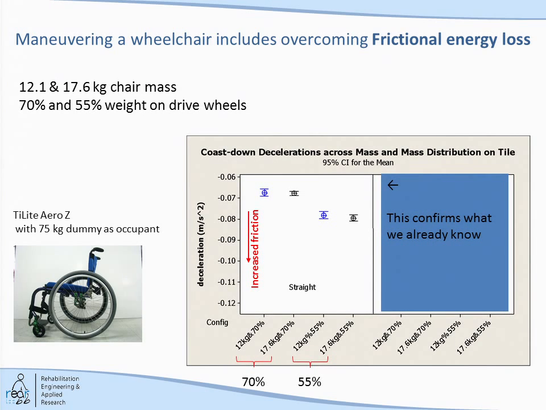This is what you already know, okay? You've already been told many a time, including by my advisor, because he published on this, that when you put more weight on the drive wheels, you get less friction, okay? This is deceleration, right? So the greater the deceleration, the more friction you have, right? So this is 70% on the drive wheels. This is 55% on the drive wheels. What's interesting is there's really not much difference between the mass of the chairs in terms of rolling resistance in this case, right? You can see they're very close together. These masses are different. These masses are different. But this and this is weight distribution, okay? You put more weight on the drive wheels, you get less rolling resistance, chair goes farther.